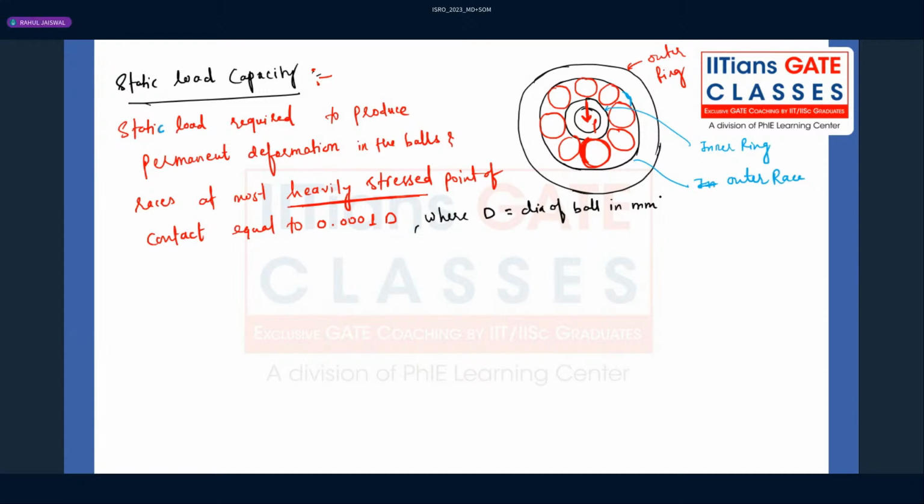right? Because whatever the diameter is in mm, whatever the deformation is, that will also be in mm. If that deformation is equal to this particular 0.0001 d deformation, then we say that at that particular deformation, whatever load can be borne, can be sustained by that ball bearing, we say that is static load capacity, right? So these are the static load capacity of a ball bearing.